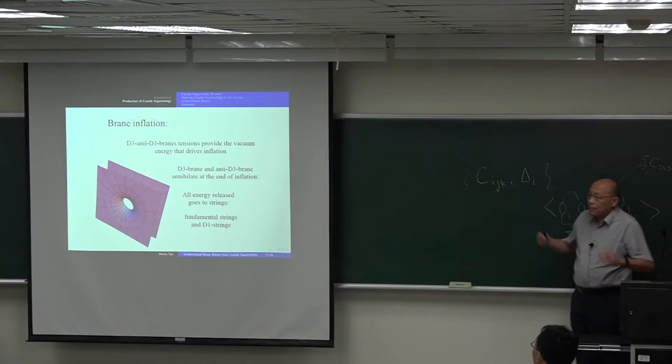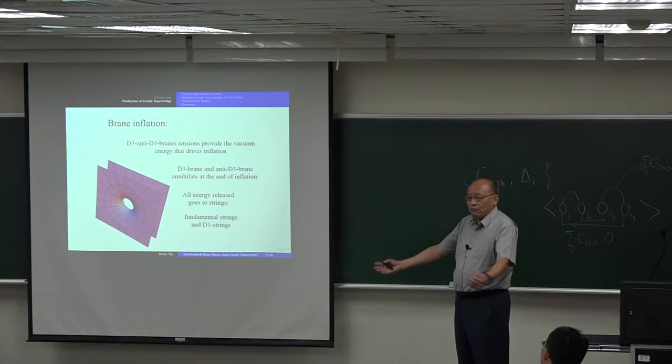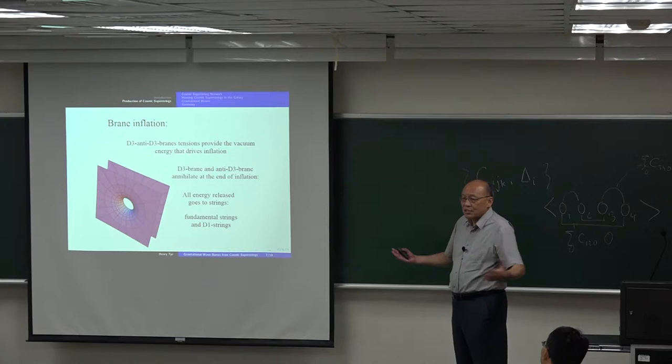So the picture is very, very simple. And here I'm drawing the brane and anti-brane at the moment they are colliding and annihilating each other. When they annihilate, energy is released. The energy will go to particles, but it will also go to closed strings, and some of them can be the size of the universe, horizon size. That's essentially what happens in this picture.